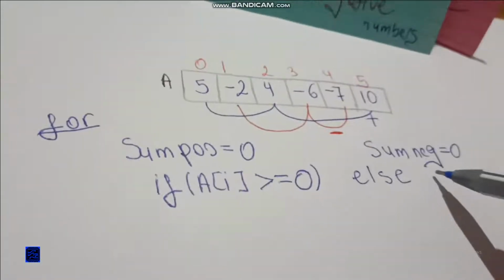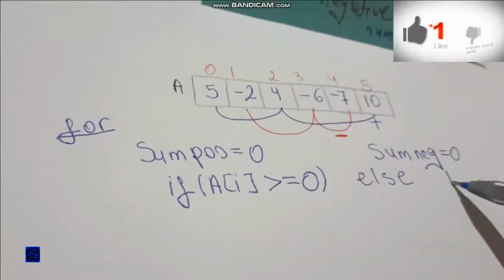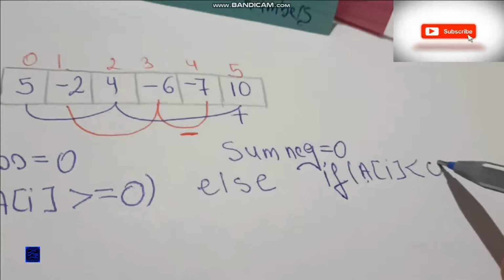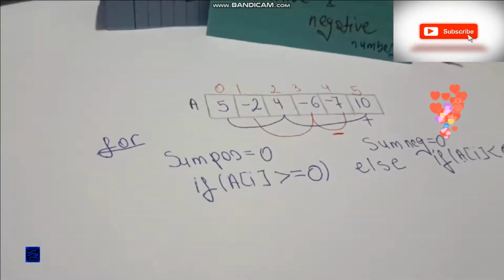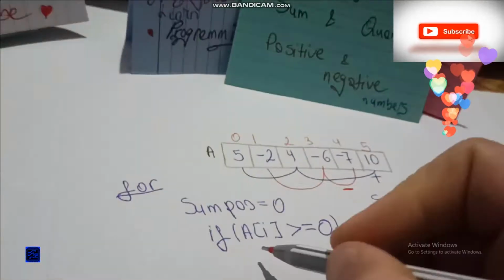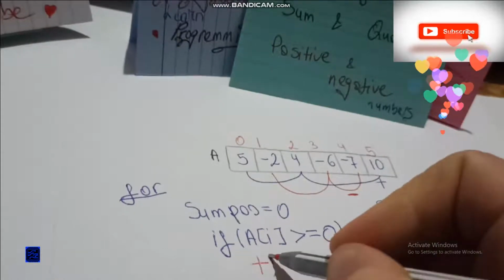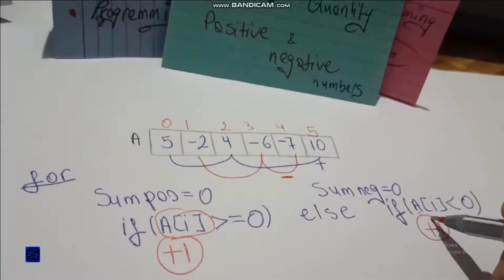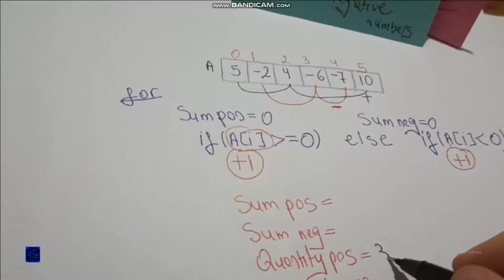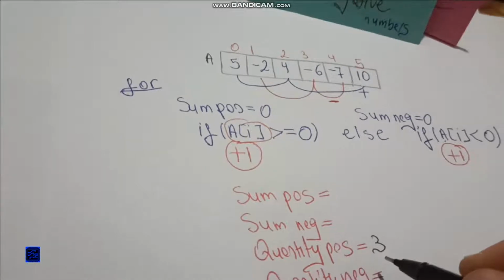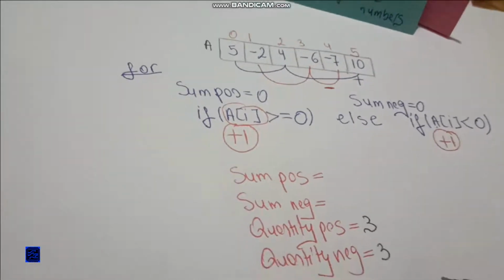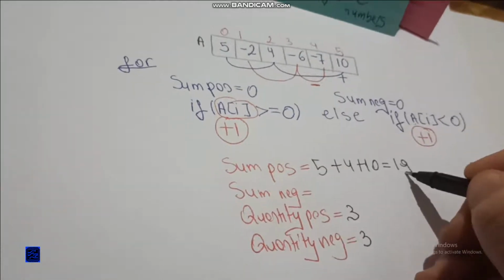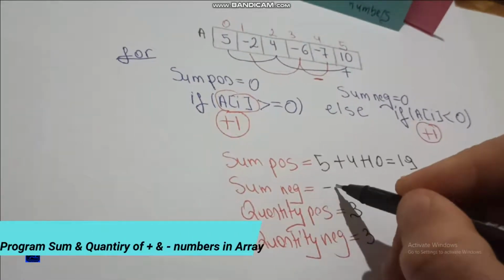The condition for sum positive is if A[i] is higher or equal than 0, and for negative it is else. We can make the sum directly, or we can write the condition if A[i] is lower than 0. And for quantity, for each of them we'll just count plus 1 for each positive A[i] and plus 1 for each negative A[i]. Results: 3 positive numbers and also 3 negative numbers. The sum of positive elements is 19, and for negative numbers, minus 15.